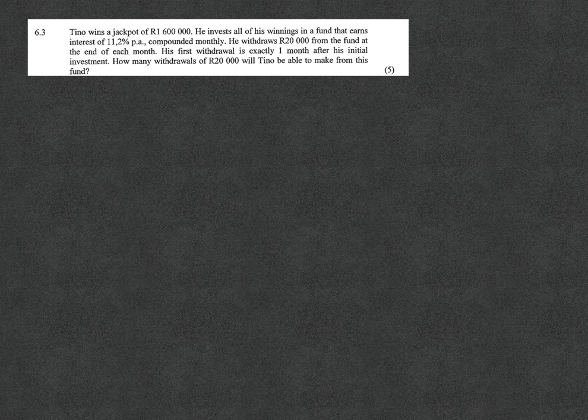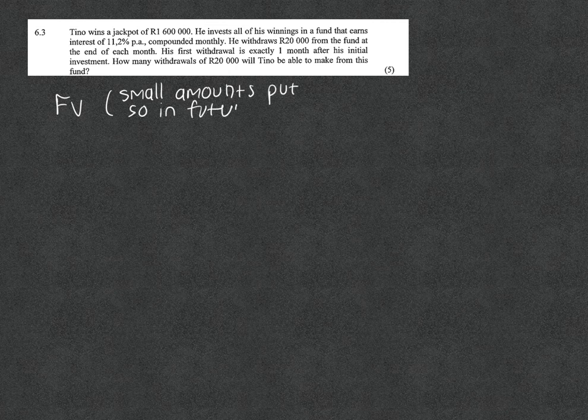Okay, so this is an example of, believe it or not, a present value annuity. A lot of people link loans with present value and investments with future value. Yes, this is an investment because he is putting it away. But I need you guys to understand that the formulas work like this. Future value means small amounts being put away, so in the future you have a large amount.